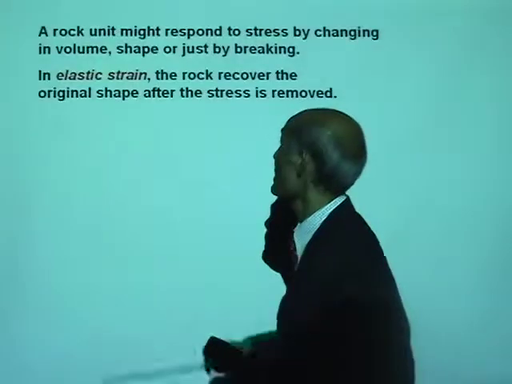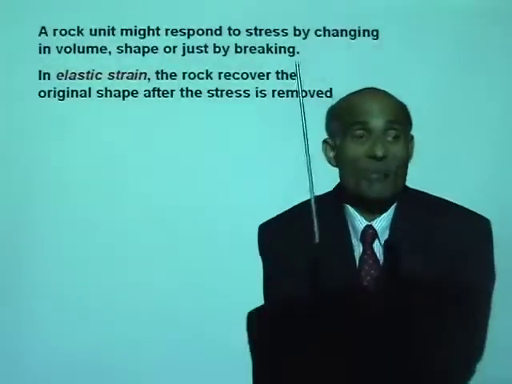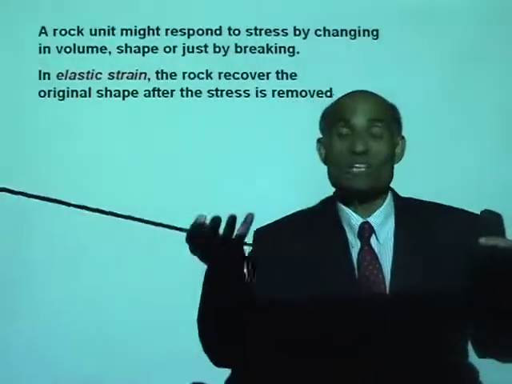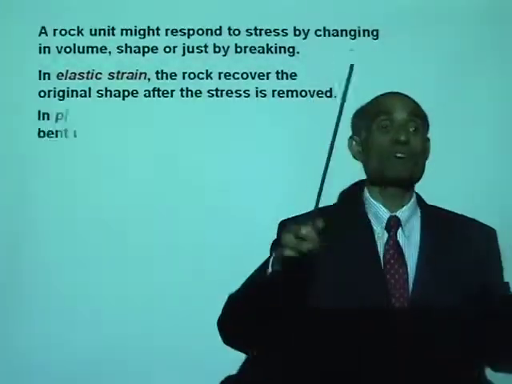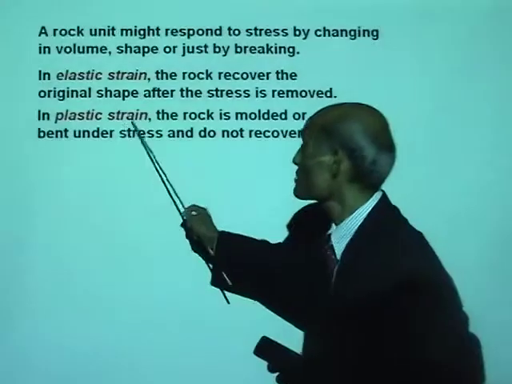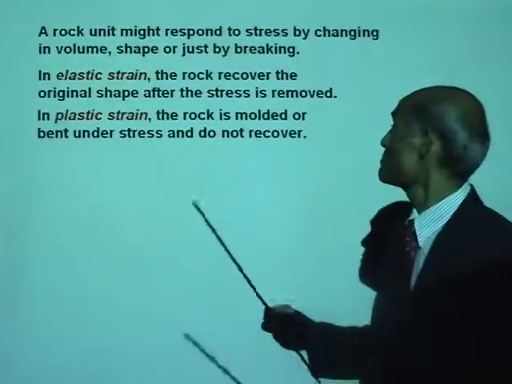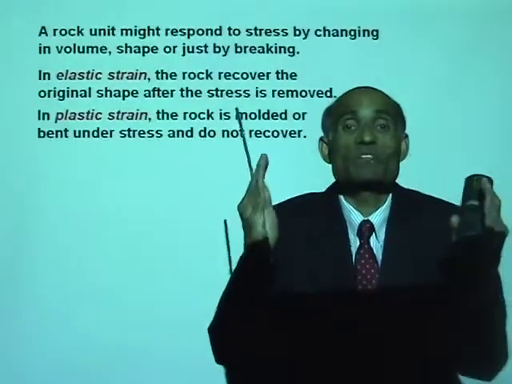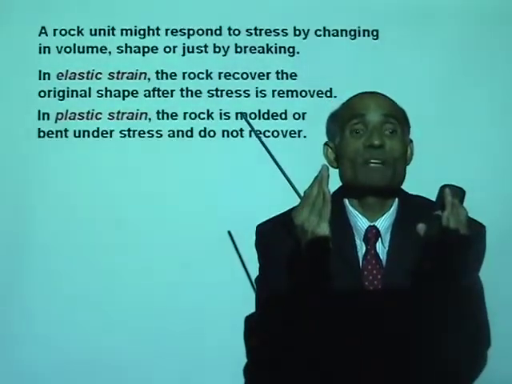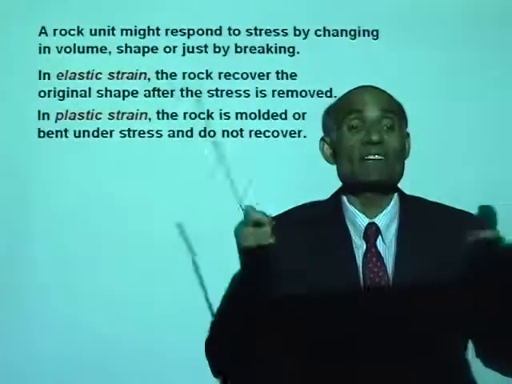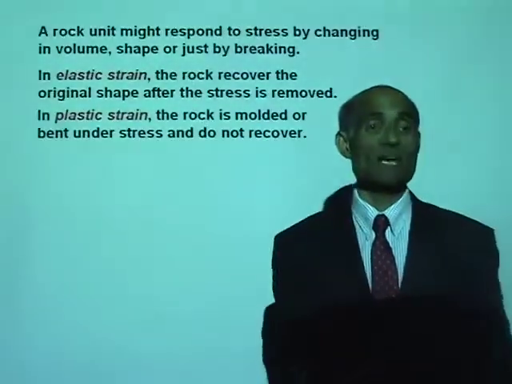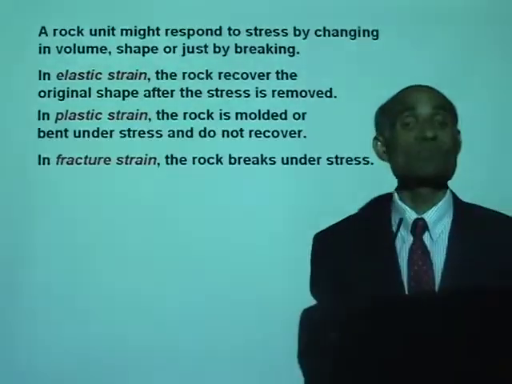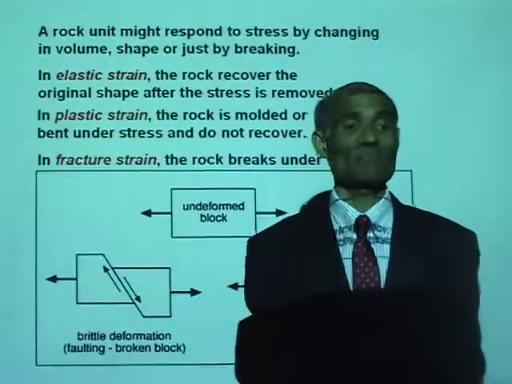In elastic strain, the rock will recover its original shape after the stress is removed, just like a spring recovers its original shape. In plastic strain, the rock is molded or bent under the stress. So under the stress, the rock will be deformed and it will stay like that. It's a plastic strain. And in a fracture strain, the rock will simply break into pieces.